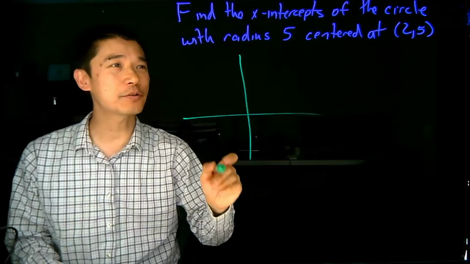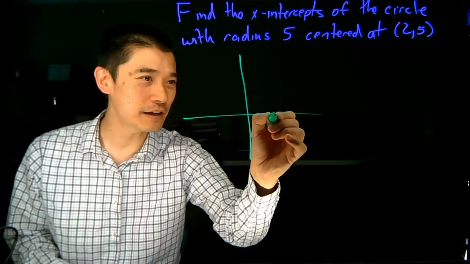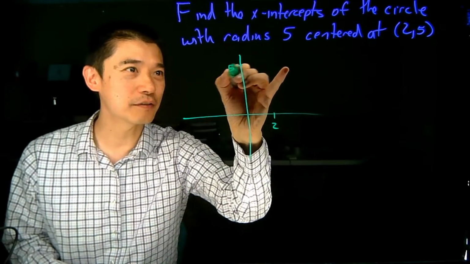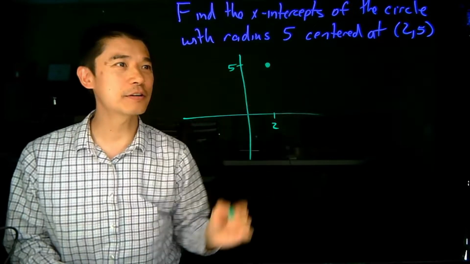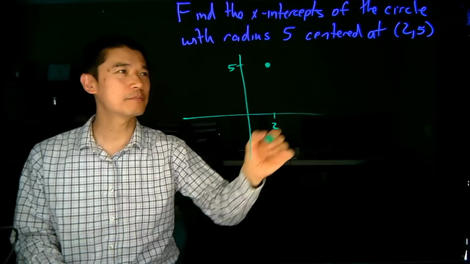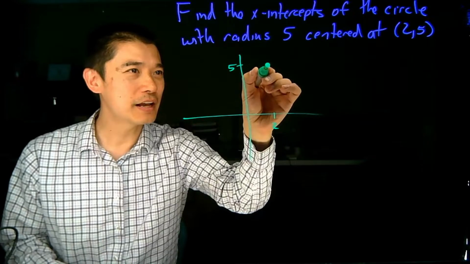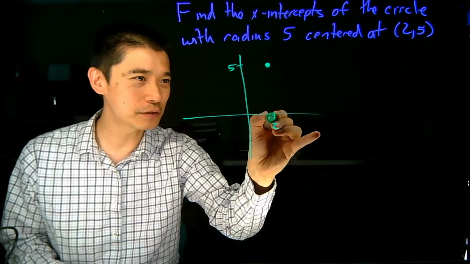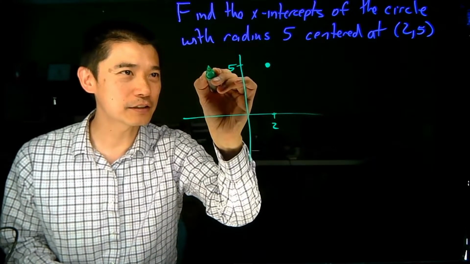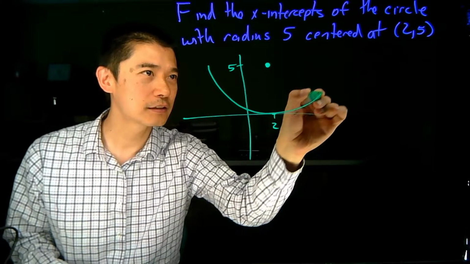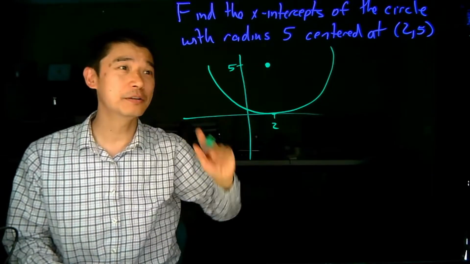Now in this case, we have the circle of radius 5 centered at 2, 5. So here's 2, here's 5. So there's our center, and the radius is also 5. And so if we go down 5, we're going to go here, and that's going to be something like this. And of course, the top half of the circle as well.